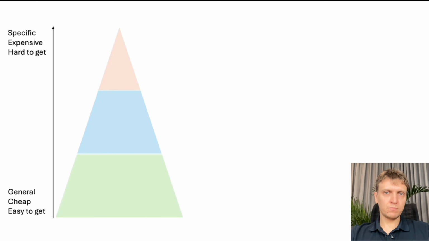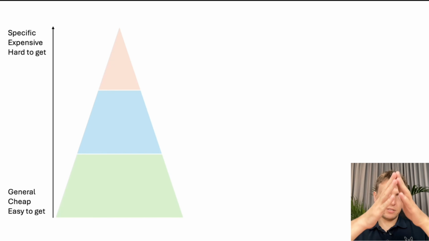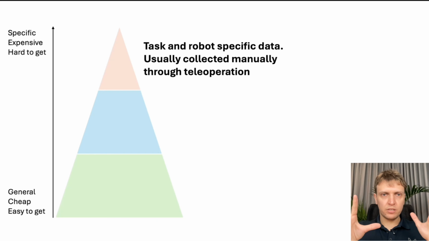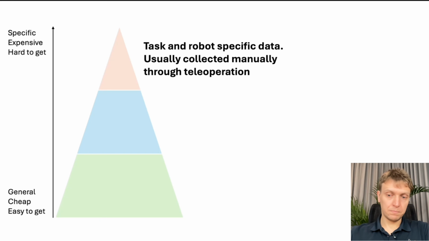In most robotics use cases, you have this pyramid of data that consists of different parts. At the very top of this pyramid is data that is very specific for your task and very specific for your robot. And it usually should be collected using some teleoperation of your robot. And it's very slow, it's very expensive. It means that you need to go to the place where you want to complete this task and so on and so forth. And this data is very, very, very hard to collect at scale.